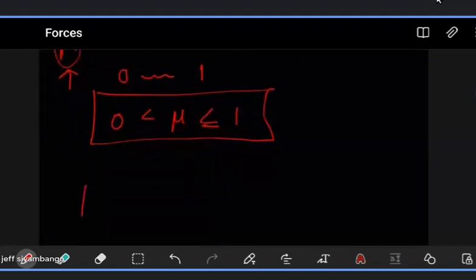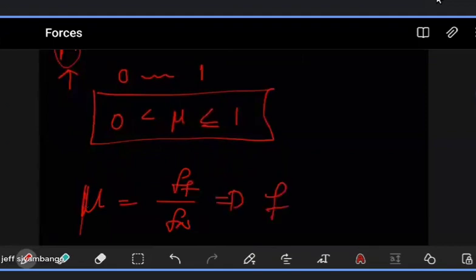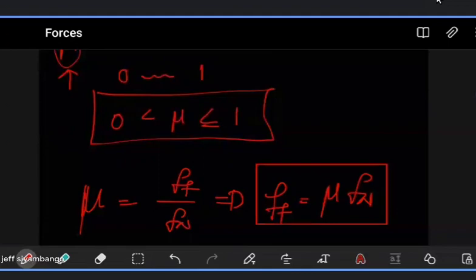If you look at it, the coefficient is equal to the force of friction over the normal force, implying that we can say the force of friction is equal to the coefficient of friction multiplied by the normal force. Now, what does this coefficient of friction actually give us?